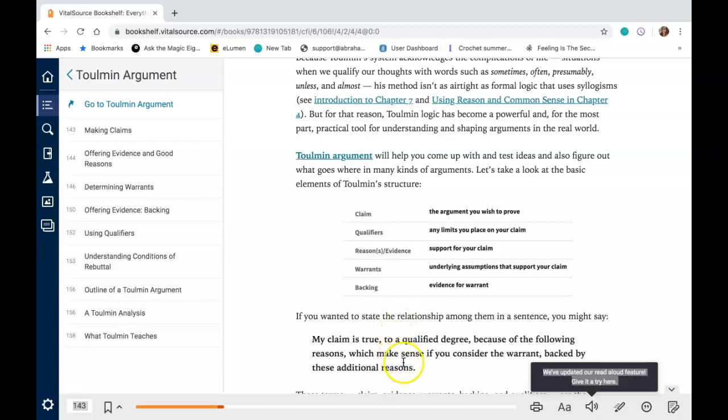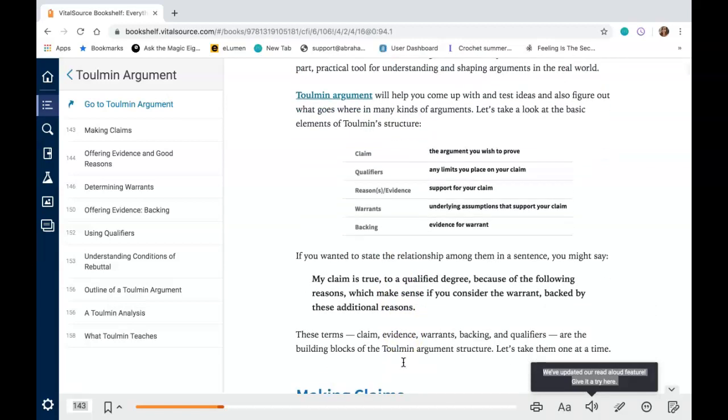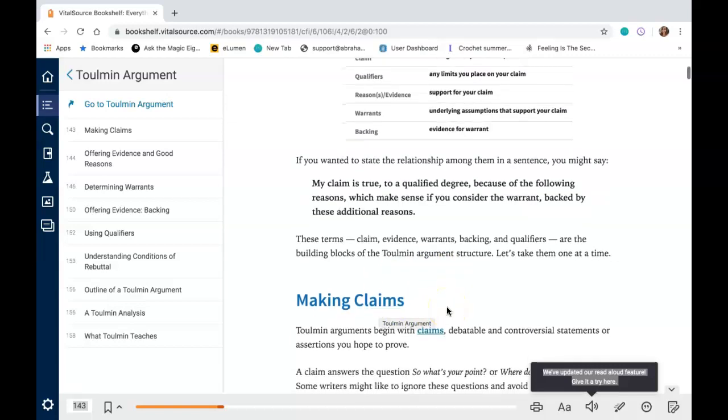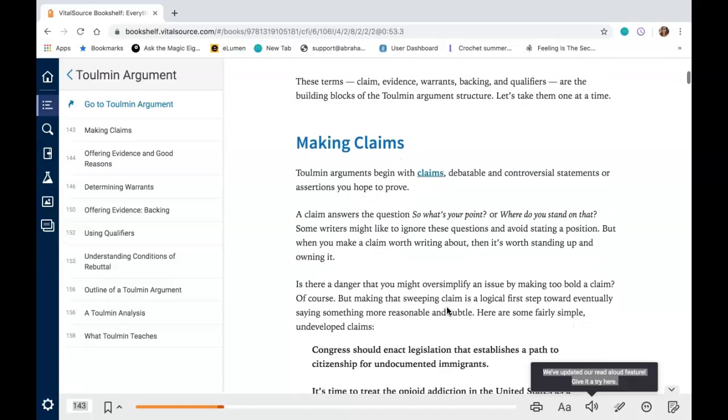So if you wanted to state the relationship among them in a sentence, you might say this: my claim is true to a qualified degree because of the following reasons, which makes sense if you consider the warrant backed by these reasons. These terms, claims, evidence, warrants, backing, and qualifiers, are the building blocks of the Toulmin structure. So let's look at them one at a time.